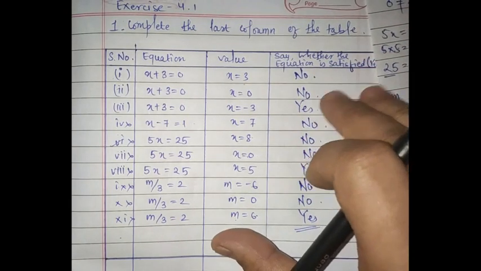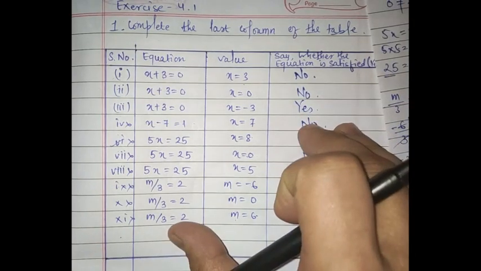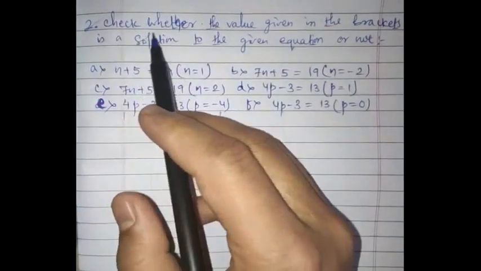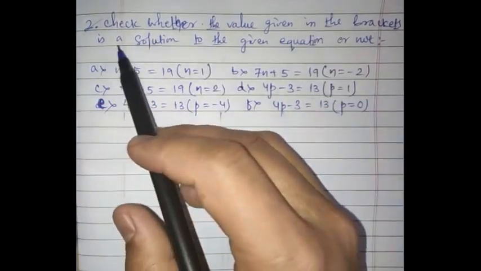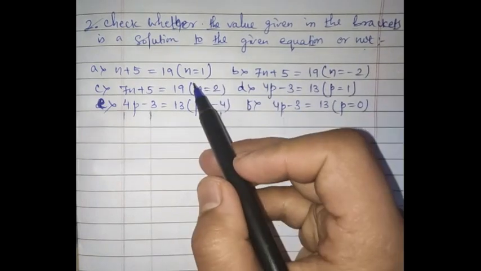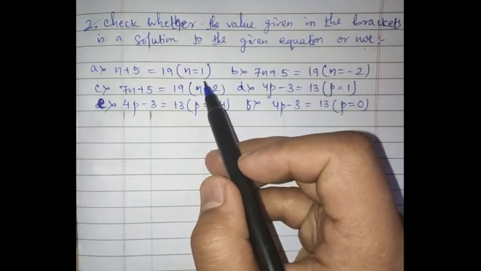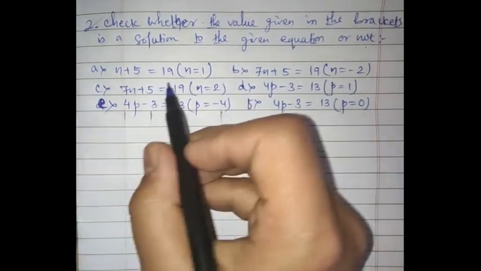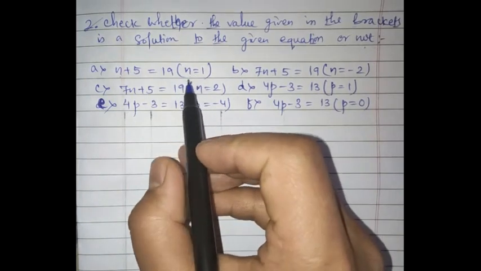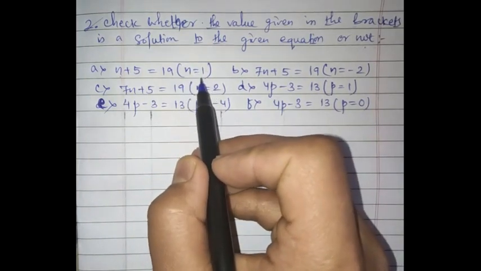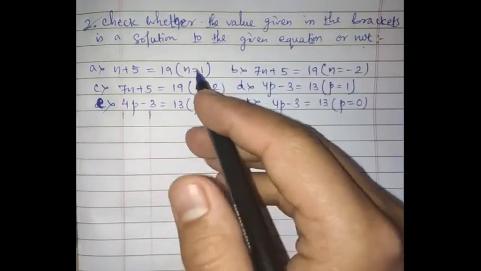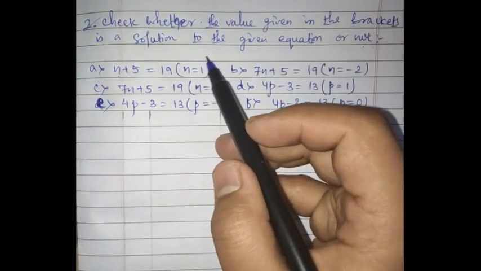Alright, I hope you have understood, and with this our question number 1 is also over. Okay, moving forward to question number 2, we have: check whether the value given in the brackets is a solution to the given equation or not. So you have to do it in a similar manner to what we have done in the previous one, that is question number 1. You have to put the value. If the given value in the bracket is giving you a solution, then yes, the value is perfect, otherwise it is not.